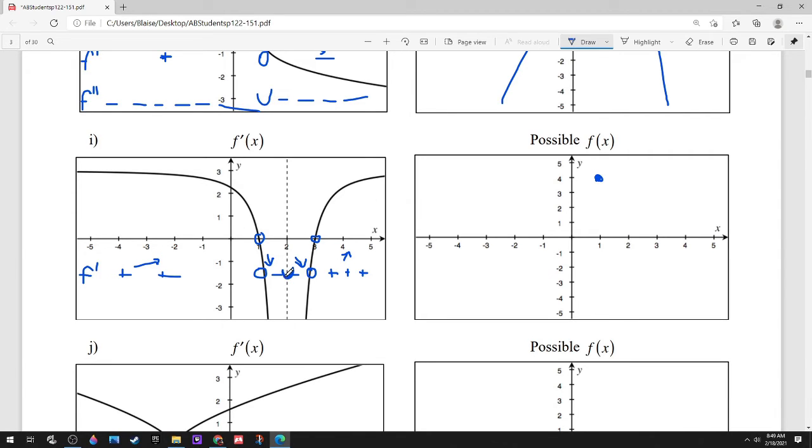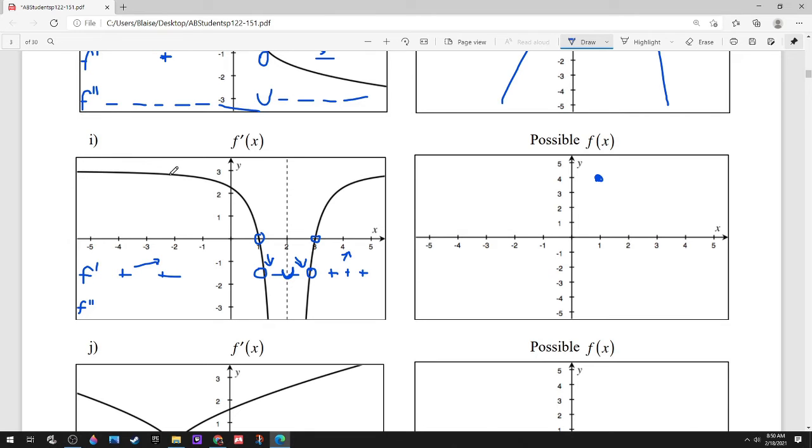At 2, this is actually another critical number, critical point, critical value. Undefined pieces of our f prime also count as critical numbers. So it's negative before, it's negative after. This is probably going to be one of those situations where it's going down and it does one of those. And the way that we're really going to figure it out is through f double prime.